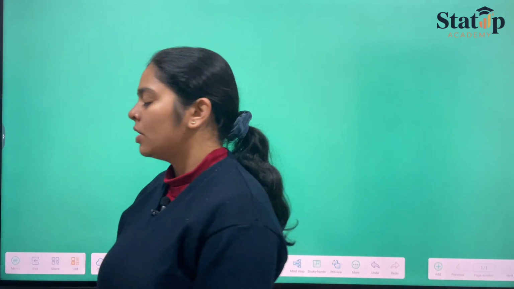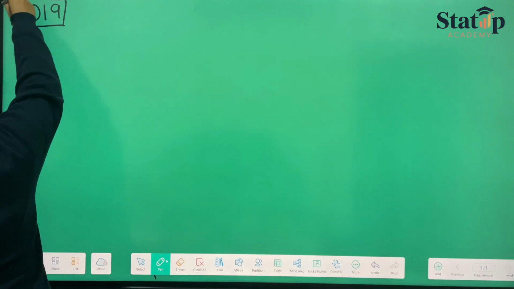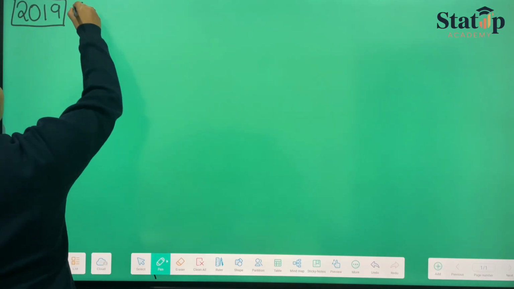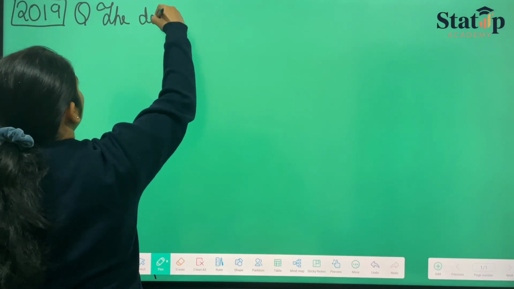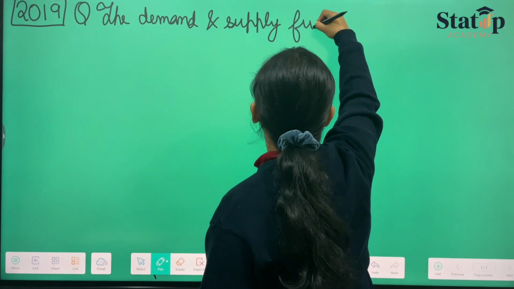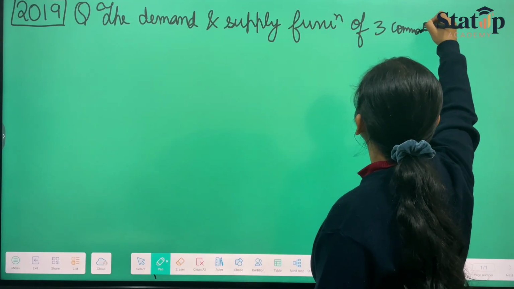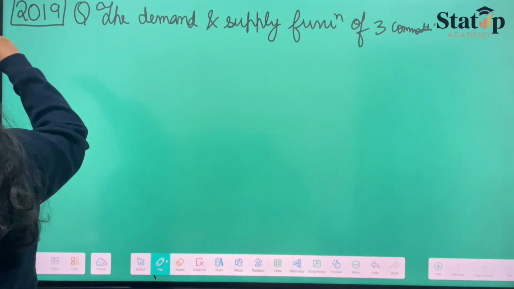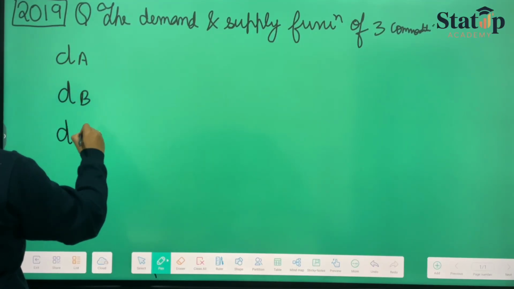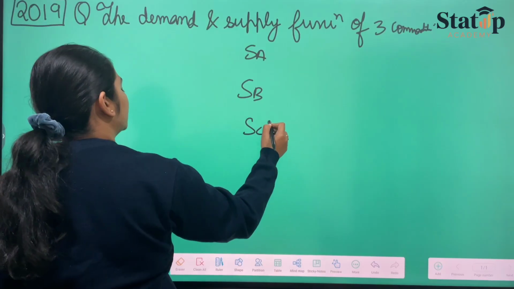And let us begin. So this question is from the 2019 PYQ, which states that the demand function and supply function of three commodities is given by, first of all, the demand of commodity A, then demand of commodity B, and demand of commodity C. And supply of commodity A, supply of commodity B, supply of commodity C has been given.